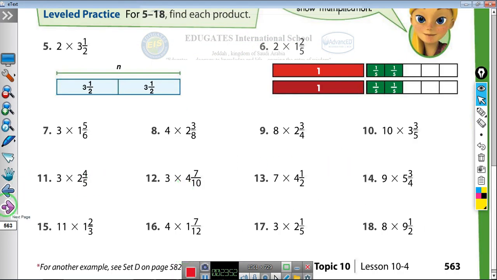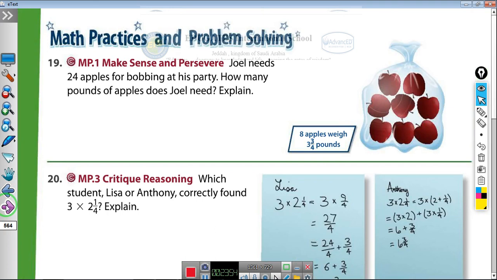Now we'll go to the next page. Here, this is a good question. Joel needs 24 apples for popping at his party. How many pounds of apples does Joel need? He said here 8 apples weigh 3 3/4 pounds. So how to solve this question?